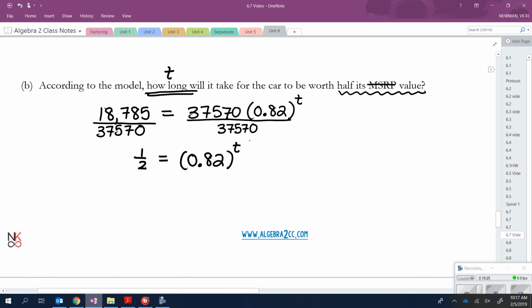Can we get a common base? No, I'm busy that day, right? So it must be log. So log, what's our base? 0.82. What goes in the parentheses? Okay, find t. Somebody tell me what it is.